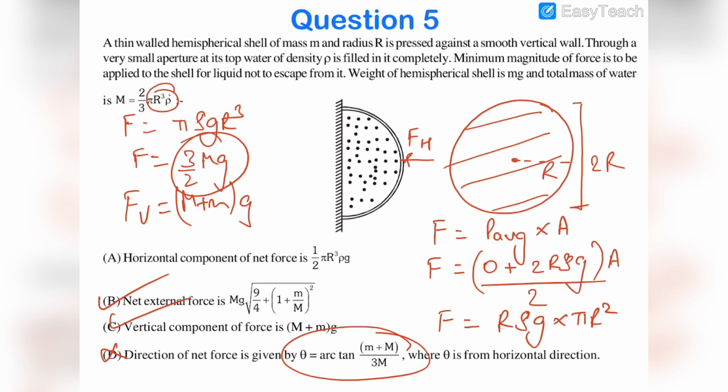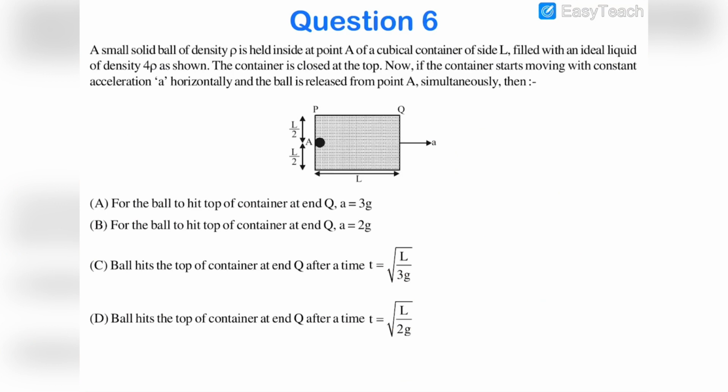Now we move on to the next question. In this question, you can see that there is a small ball which is held in the container at this point A, and the ball has a density of rho and the liquid in the container has a density of 4 rho. Now this container is closed and completely filled, and it is being accelerated in this direction with the acceleration of a. The length of the container is L and this length is L also, and this is L by 2, L by 2, and we have to choose the correct option.